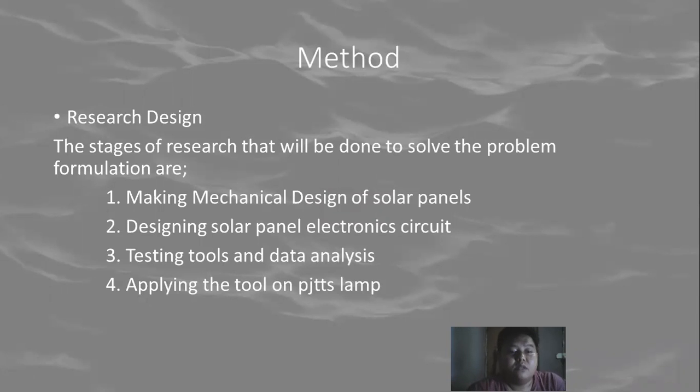Method: research design. The stages of research that will be done to solve the problem formulation are: number one, making mechanical design of solar panel. Number two, designing solar panel electronic circuit. Number three, testing tool and data analysis. Number four, applying the tool on PJTTS lamp.